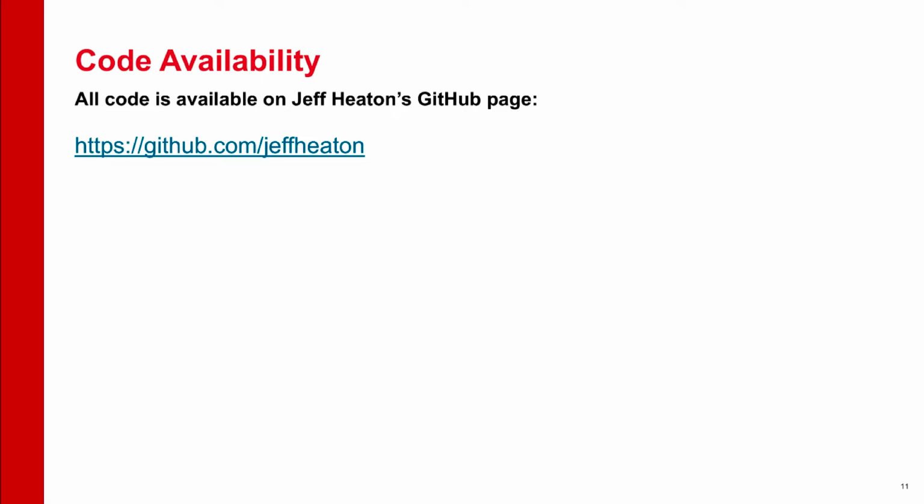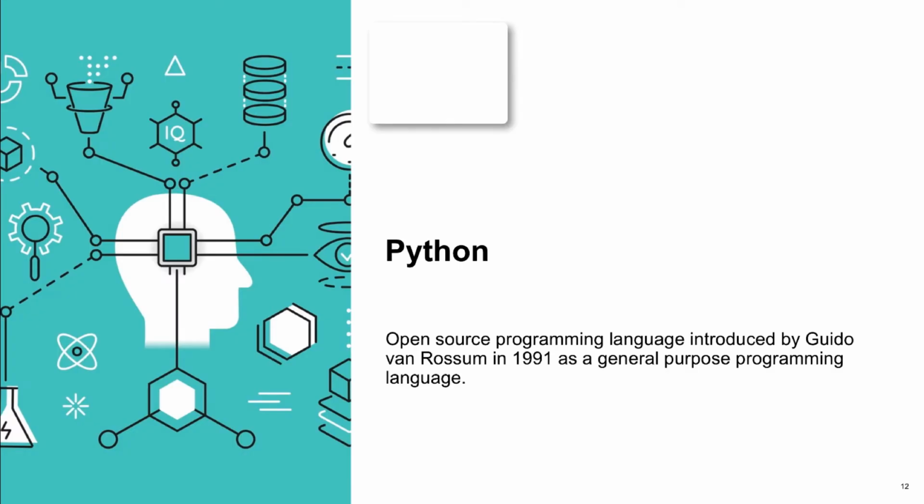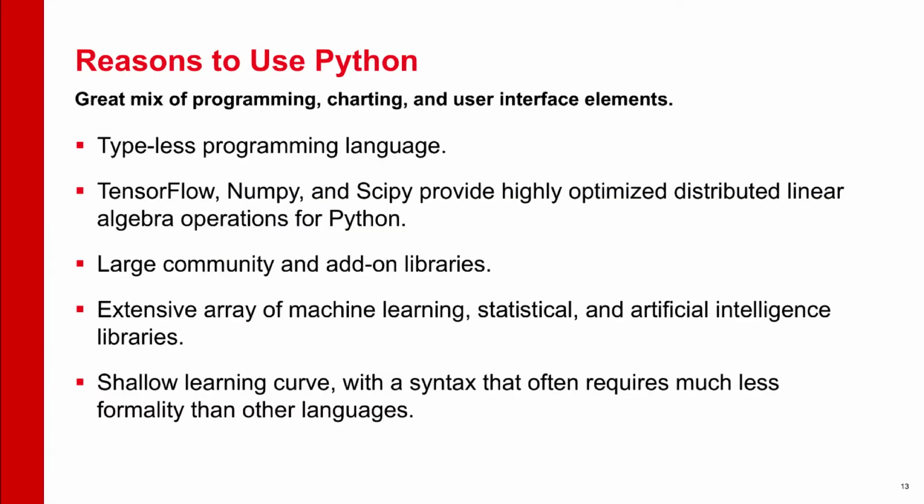I also have a Google Colab shareable notebook that contains the Python and R versions of this. So let's start with Python. Python is a general-purpose programming language, a typeless programming language, which means you're not saying things like integer i.